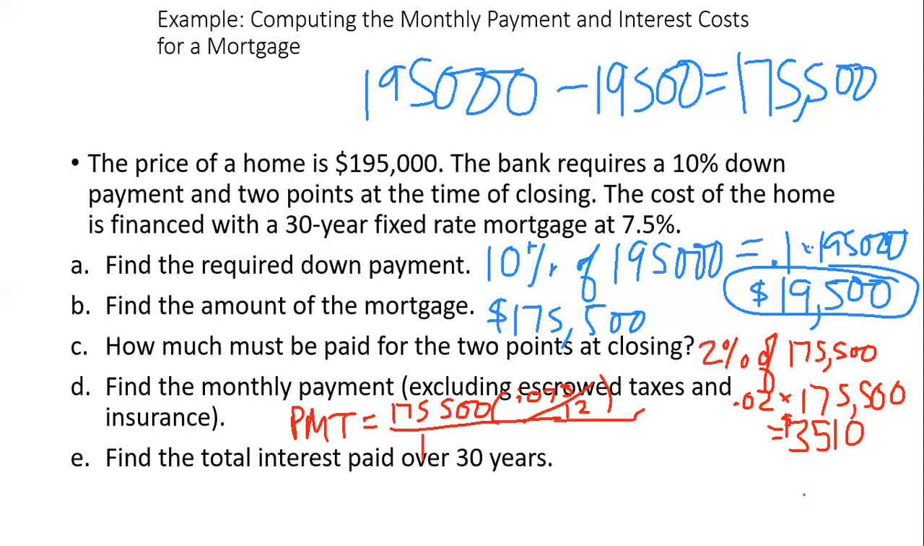That's all over 1 minus parentheses 1 plus R over N raised to the negative N times T. So N is 12 monthly, and then T here is, it's a 30-year loan, so times 30. So we'll plug this into our calculator.